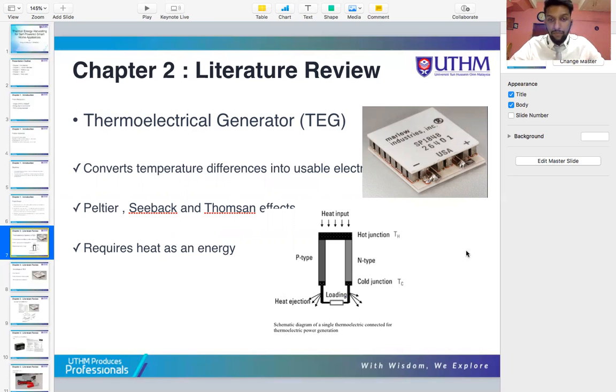If my panel, sir and madam, look carefully at the schematic diagram of a single thermoelectric here, a TEG actually needs heat input and also cold. That's why my TEG is being placed at the discharge pipe where I'll take heat, and the cold part I'll explain later. So this is the schematic diagram.